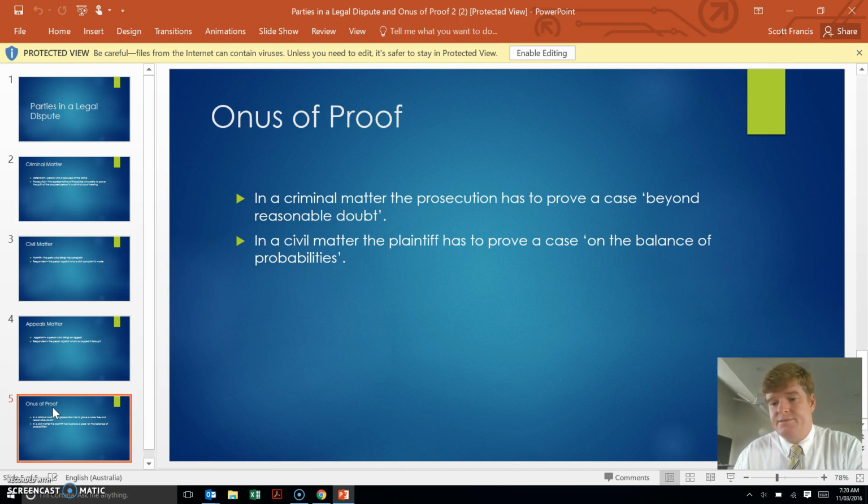The penalties are different. So in a criminal matter, you're talking about someone going to jail or getting a fine, maybe a community service order. In a civil matter, generally it's looking for a sum of money.